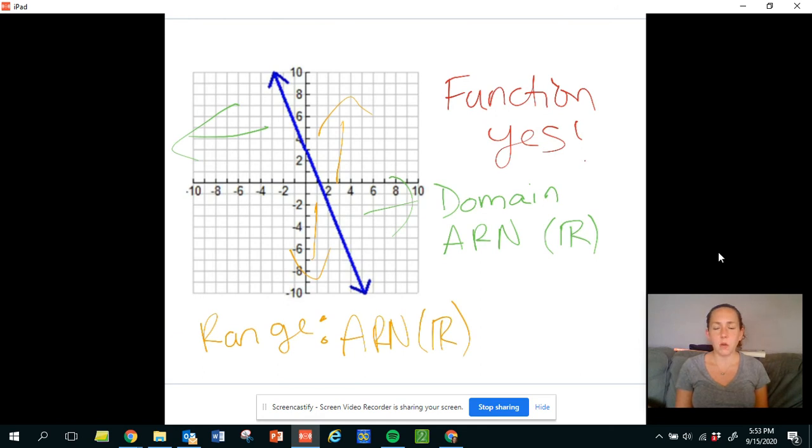All straight lines go on forever in both directions, unless you have a vertical line, in which case the range would be all real numbers, but the domain would be whatever number it hits at. Or a horizontal line, in which case the domain would be all real numbers, but the range would be whatever that one number is that it's hitting on the Y.